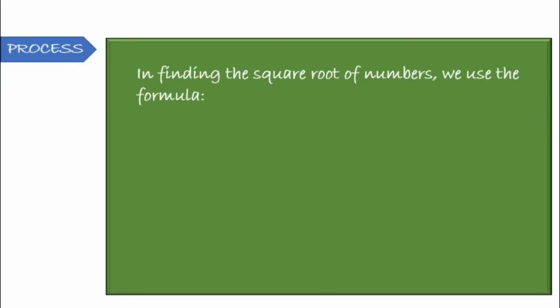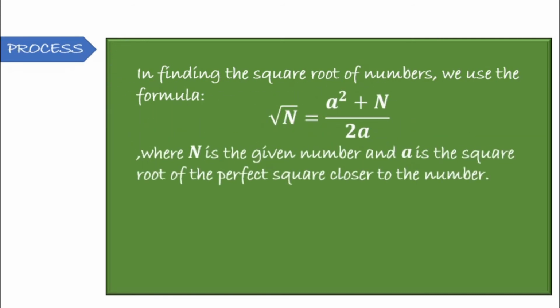In finding the square root of numbers, we use the formula. Okay, mara na, familiar. Where n is a given number and a is the square root of the perfect square closer to the number. Okay, let's try square root of 19, and afterwards we will plot the approximate values of such numbers or number given on the screen.